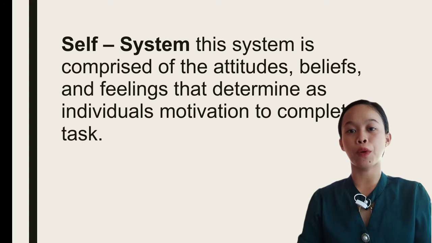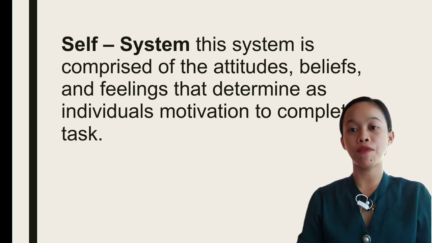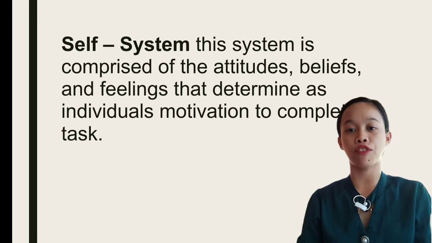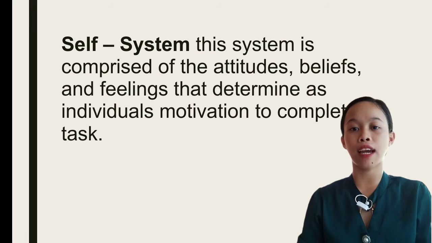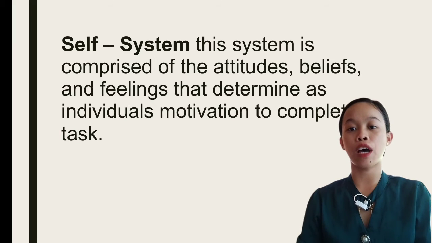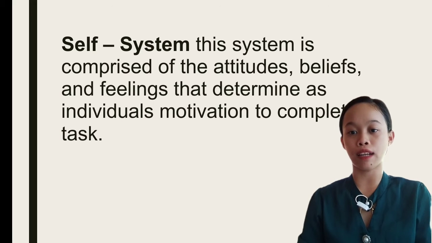Self-system. This system is comprised of the attitudes, beliefs, and feelings that determine an individual's motivation to complete a task. The self-system is an interconnected network of beliefs that helps a person to make sense of the world and decide what goals and tasks to pursue. These 3 systems of thinking are the heart of the new taxonomy.